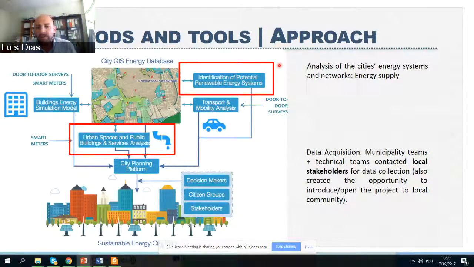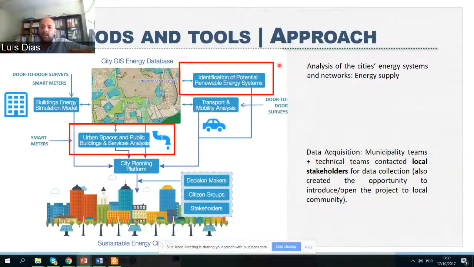For this, in terms of data acquisition, the municipality and technical teams contacted local stakeholders for data collection. This created the opportunity to introduce and open the project to the local community. For instance, in this process, we contacted private companies that manage the water system, and it allowed us to make the first contact with them, to show the project, and to invite them into the process of defining future measures for the sustainable energy plan.